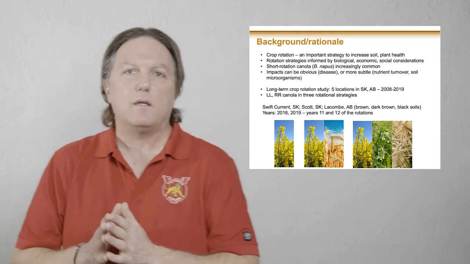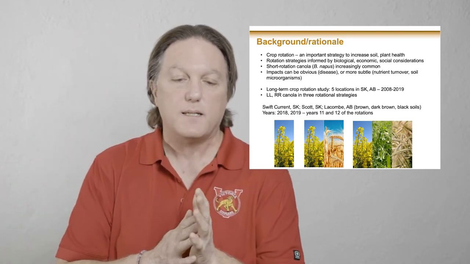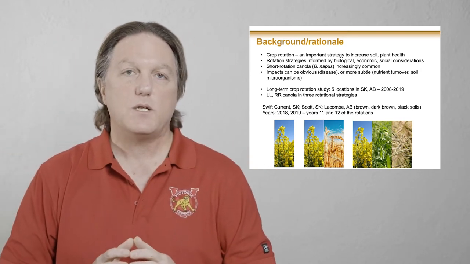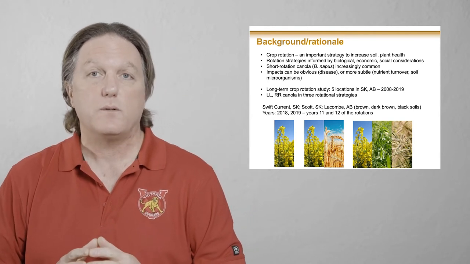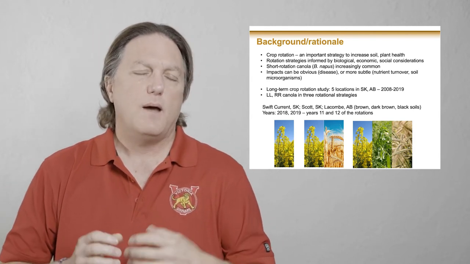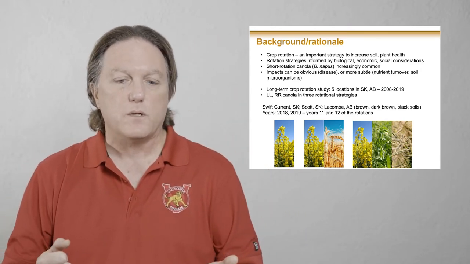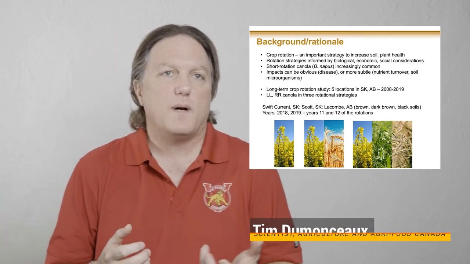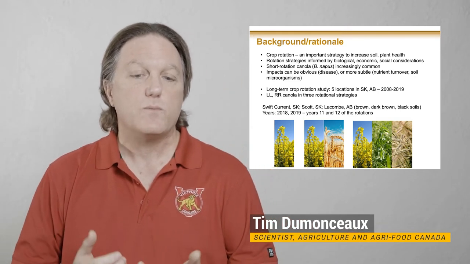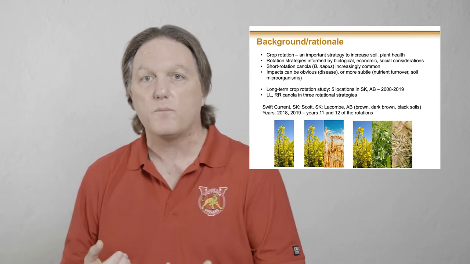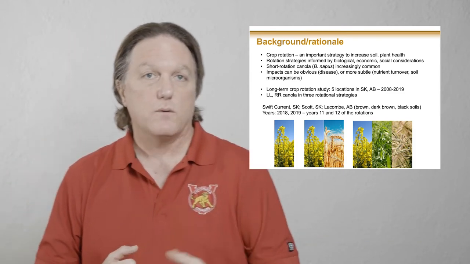So what does all this biology have to do with current agronomic practices? Well, we know that crop rotation is a strategy that's used by producers to increase soil and plant health. And we know that the rotation strategies really are up to the producers quite reasonably, but they're informed by more than just biological considerations. We have economic and social and pragmatic considerations that will inform producers' choice with respect to crop rotation.